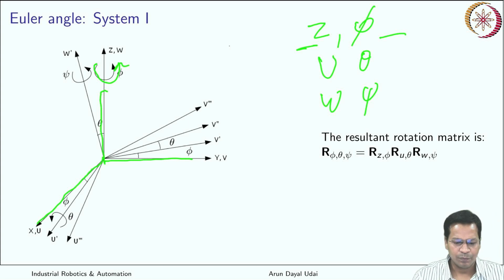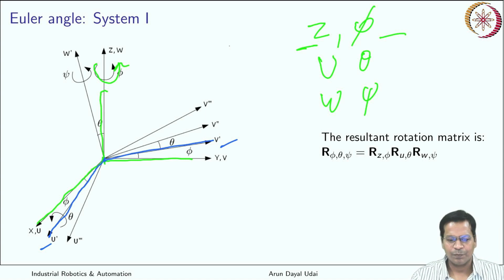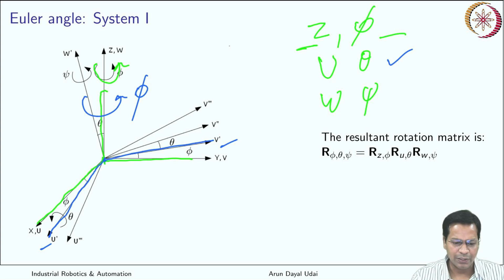So what has happened? The new location of this has come here. Now U came to U dash, V came to V dash. Got it? This is after the first rotation. This is fine. Now see what happens once you do the second operation. The second operation will do something else. So it has to rotate about U by an angle theta.